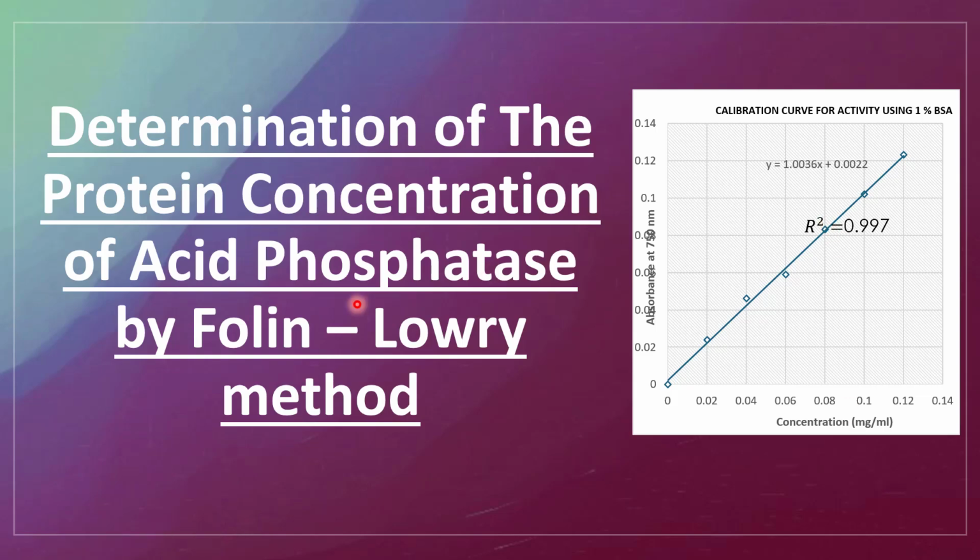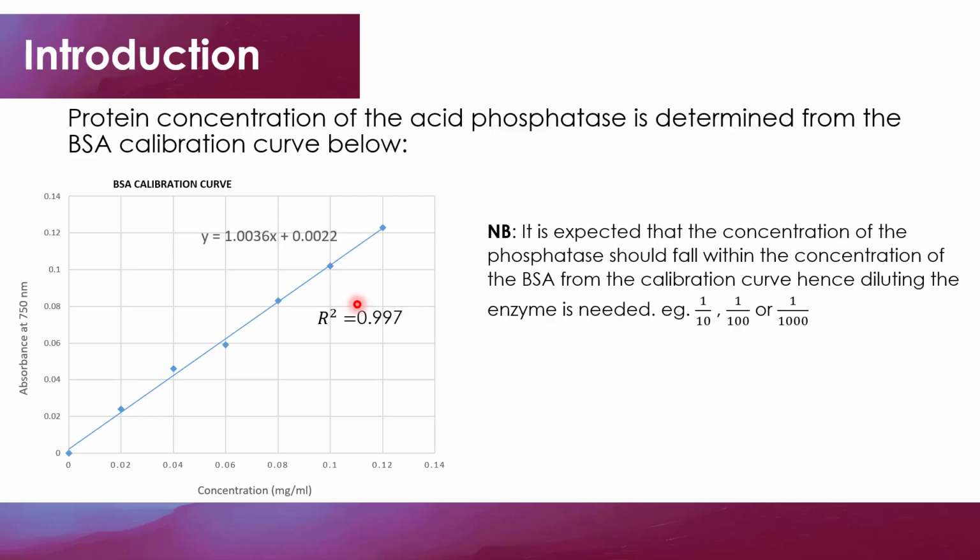In today's class and video, we are going to look at how to determine the protein concentration of our acid phosphatase using the Folin-Lowry method. So first of all, what I want us to note is that before we will be able to determine the protein concentration of our enzyme, we will first have to plot a calibration curve using BSA, which is bovine serum albumin. So this is the calibration curve that we are going to use to determine the protein concentration of our enzyme.